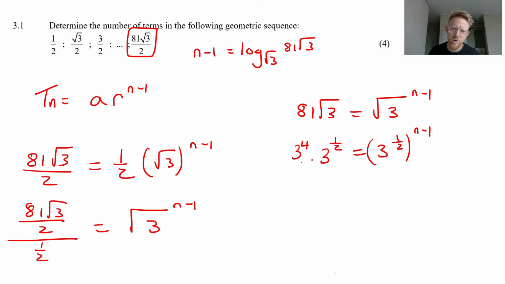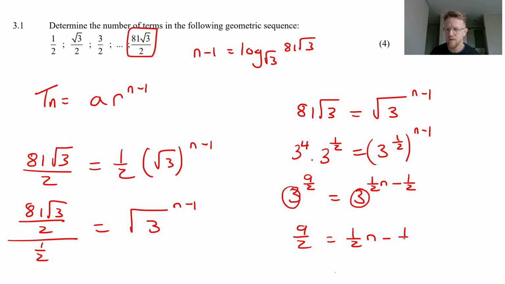Now, if we use exponent rules, be careful here. You're not going to turn this into a 9. Instead, if you have a^4 times a^3, that becomes a^7. So you add the exponents, but you leave it as a 3. 4 plus a half is 9 over 2. And then here you're going to use exponent rules where you have to say, if you had a to the 4 to the power of 3, you multiply now. So it's going to become 3 to the half n minus a half. Now I've got 3's on both sides, so I can ignore that. And so I now just end up with that.